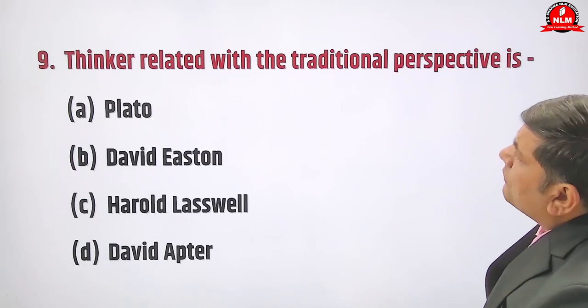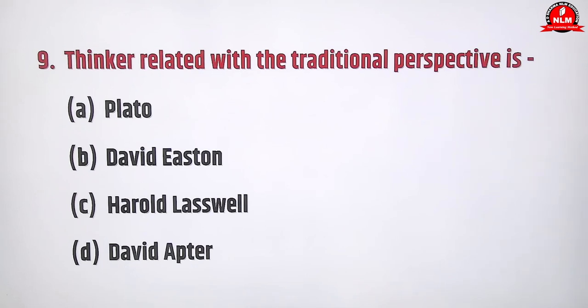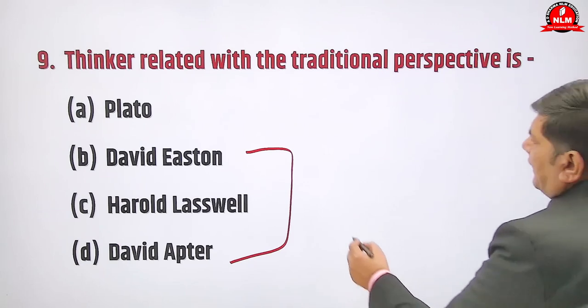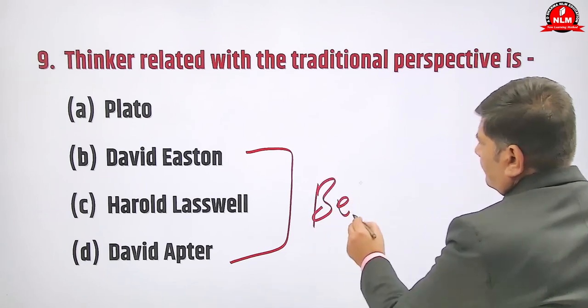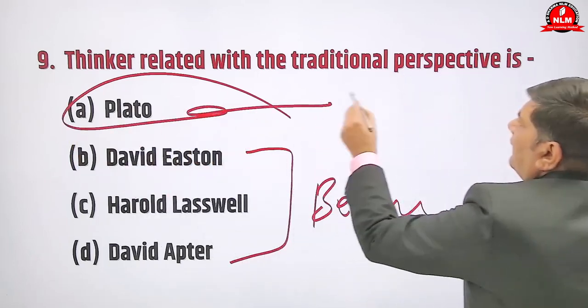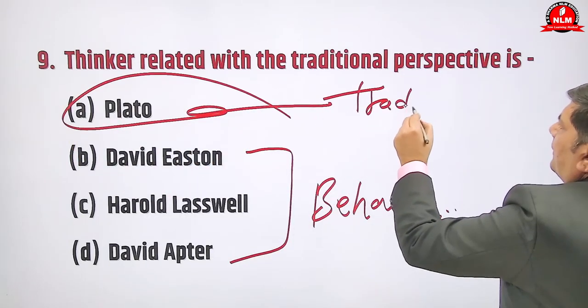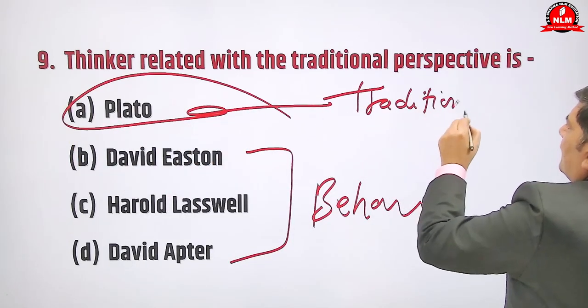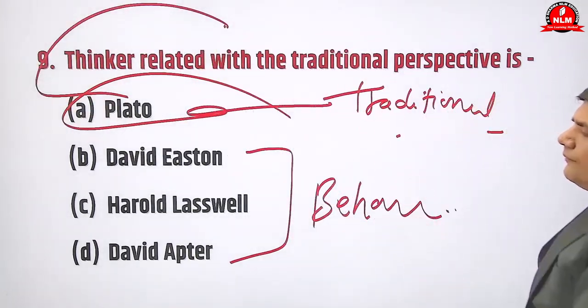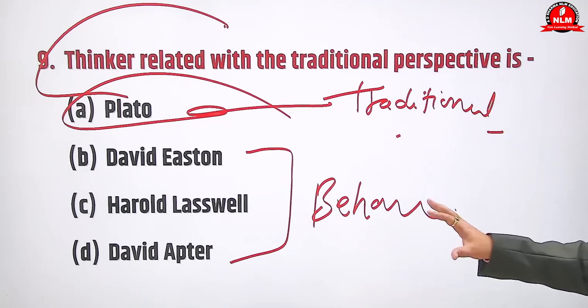Now discuss question number 9. The thinker related to the traditional perspective is Plato, David Stern, Harold Laswell, David Apter. As you know, friends, the last three options are thinkers related to behavioralism. Only Plato is related to traditionalism because he studied the justice value. So the right answer is Plato.